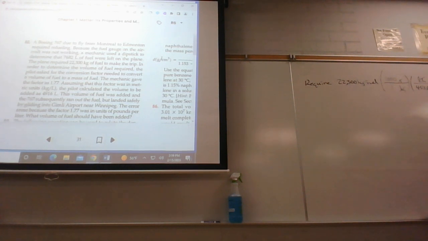27,775 liters of fuel. Now, how many sig figs am I allowed here? 3. But I'm not going to round this, because if I end up rounding down, then I might run out of fuel if I round it down. If I round it up, then that's fine. But I'm not going to round it just yet. And so that's the amount of fuel required.